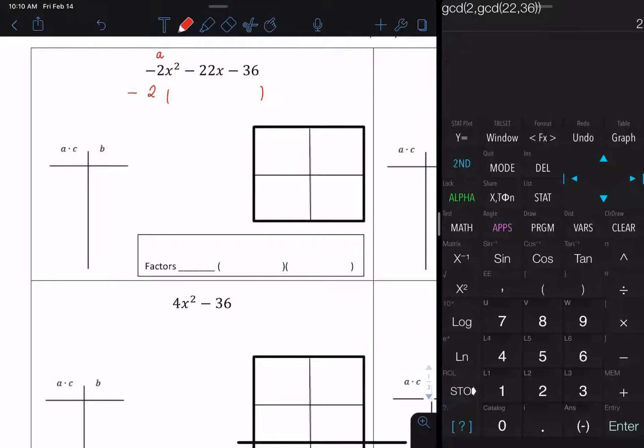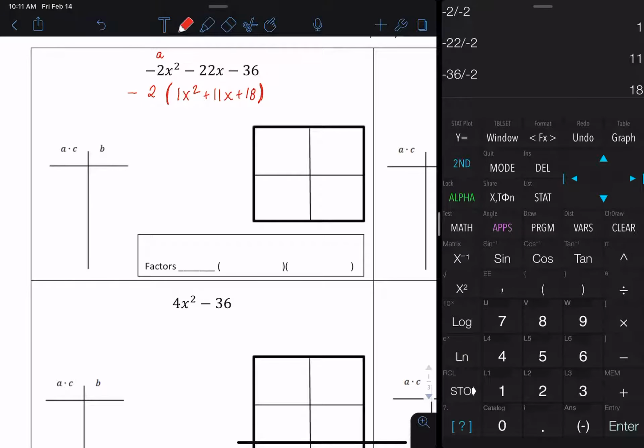In order to figure out what I have left, what's left over after I take a negative 2 out of everything, I have to use division. So if I do negative 2 divided by negative 2, negative 2 divided by negative 2 is 1. So I have 1x squared. Negative 22 divided by negative 2 is 11, so plus 11x. And then negative 36 divided by negative 2 is 18, plus 18.